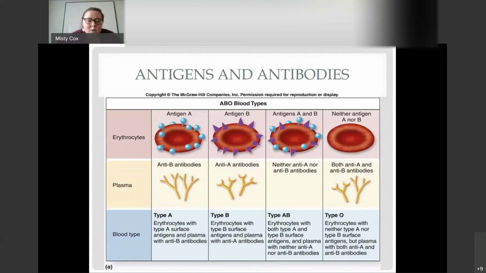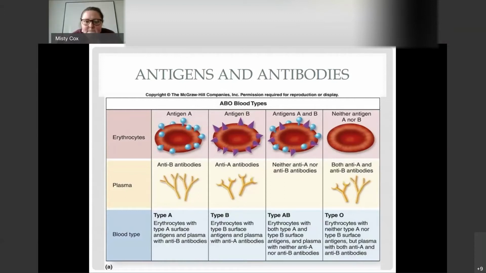And then in type O blood, we have neither antigen on the red blood cell surface. So that's the very last column. So you're going to have both antibodies. What questions do we have about this chart at all?